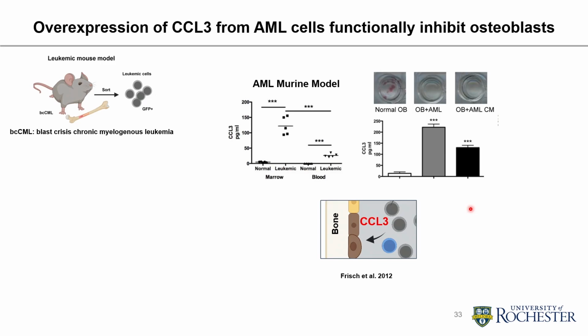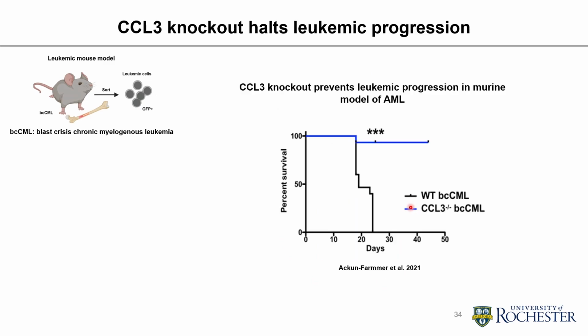And Ben, my PI, when he was working with Laura Calvi's lab at the University of Rochester, has shown that this dysregulation of osteoblastic cell function is due to the chemokine CCL3. CCL3 is overexpressed in the murine model, and it can inhibit osteoblastic function. More recently, when we knocked out CCL3 in the leukemic model, we saw that these mice survive past 25 days, at least until 45 days. Normally they would just die at 25 days. So we're very excited to study this chemokine in our system.